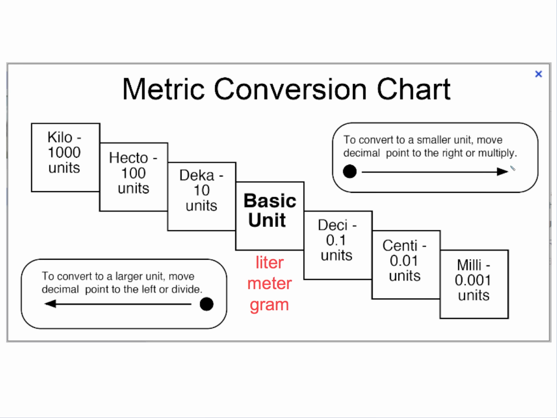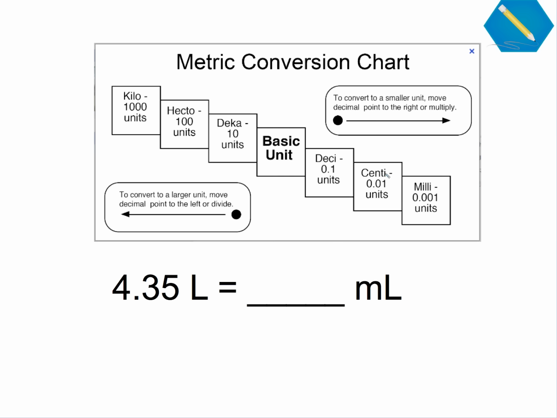So like it says here in the chart, to convert to a smaller unit, you move the decimal point to the right or you multiply, which I'll show you how to do in a minute. And to convert to a larger unit, you move the decimal point to the left or divide, which again I'll show you. So take a look at this example. All I want you to write down is this here. You do not have to draw the chart. Again, that'll be given to you in class tomorrow.